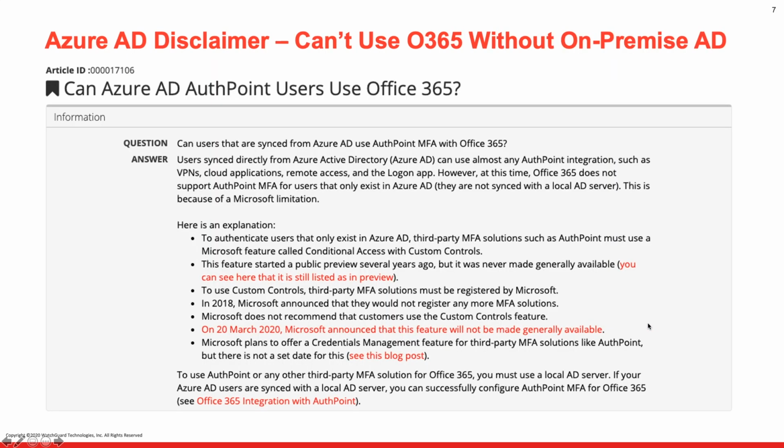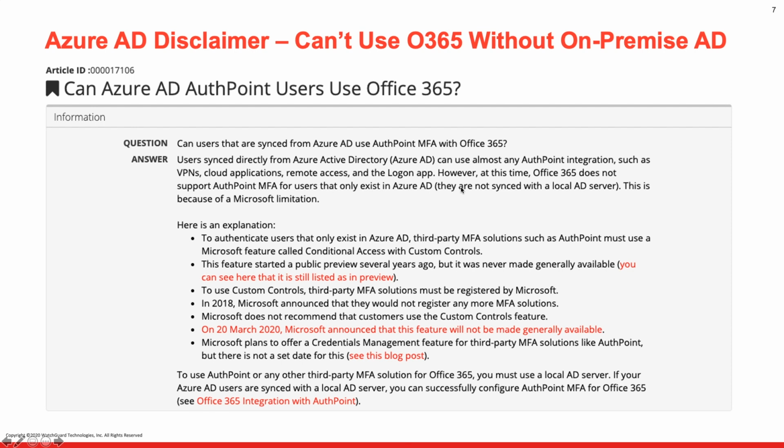So as I mentioned, with Azure Active Directory disclaimer, how or why can't you use Office 365 without an on-premise Active Directory? This is actually a knowledge base article available on watchguard.com at 0000171106. If you find this article, you can click on these hyperlinks from that article. The question is, can users that are synced from Azure Active Directory use AuthPoint MFA with Office 365? The answer is users synced directly from Azure Active Directory can use almost any AuthPoint integration such as VPNs, cloud applications, remote access, and the logon app.